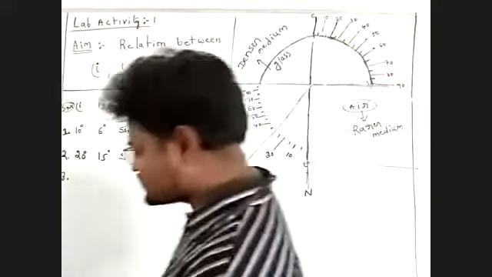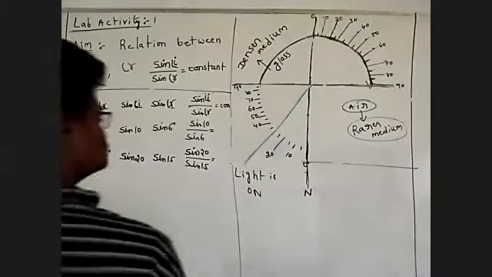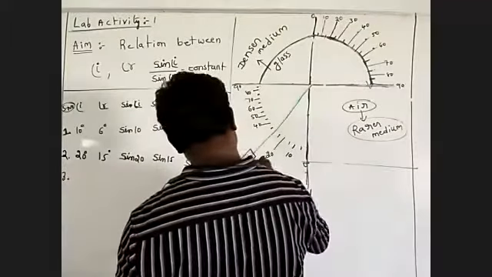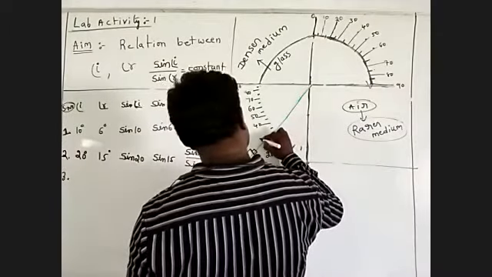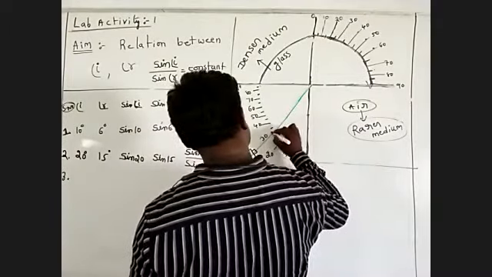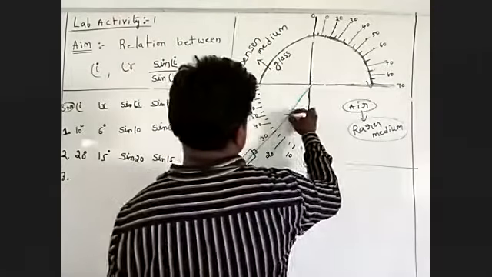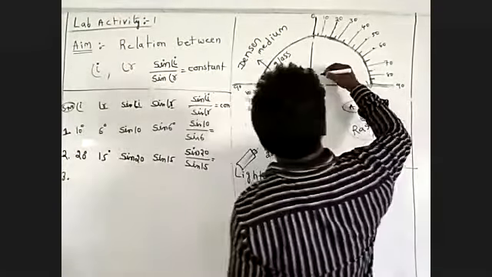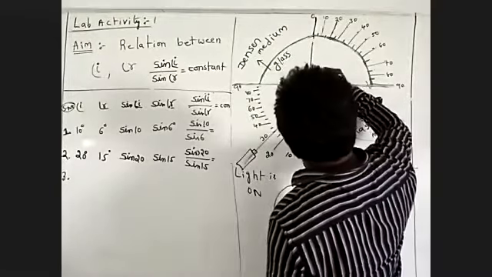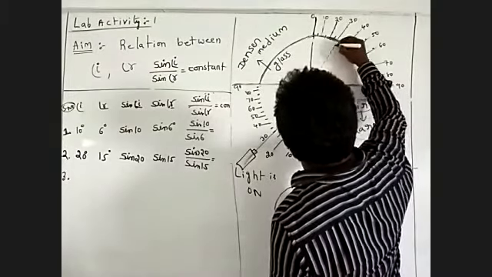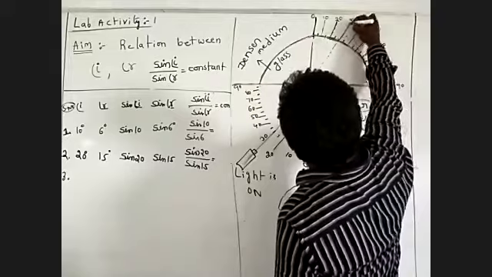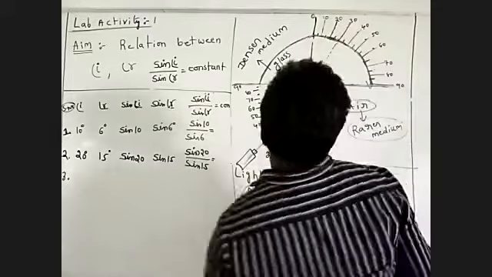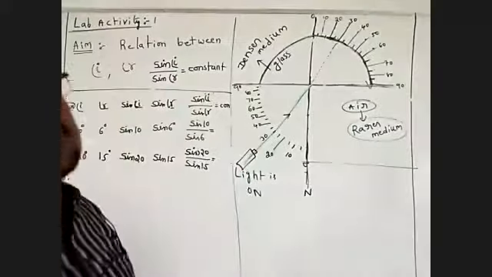That is the light ray traveling in this direction. This is a 30 degrees. This is the direction of light. The actual direction of the incident ray is at 30 degrees. The dotted line indicates the actual direction of the incident ray.